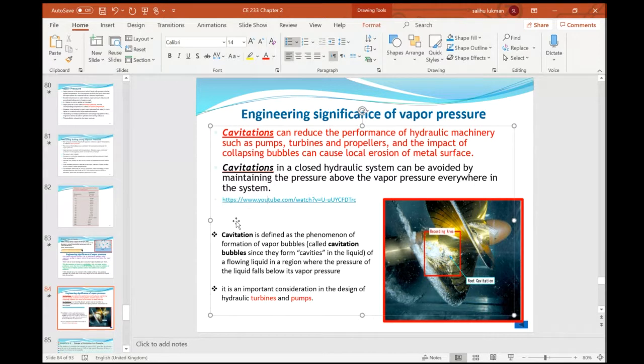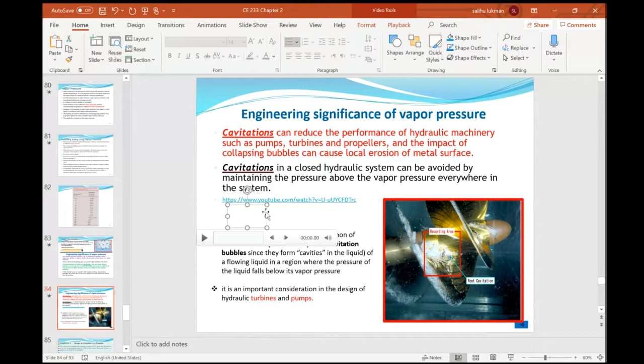And there is a video that can demonstrate this at this YouTube link. Opening the video is very important. It demonstrates how cavitation occurs. Because of time, we may not be able to watch it, even if you just click.